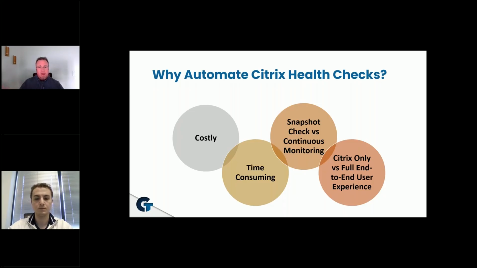So it gives you an idea of what's wrong, but if you need help analyzing that, there's probably an extra upcharge for that. And then if you want them to help you with remediation, there's an upcharge for that. So health checks can be really, really expensive when you have to leverage consultants to do it. They're very time consuming, which is often why consultants are brought in, because you're already strapped for IT resources.